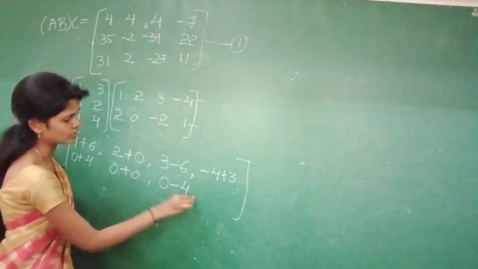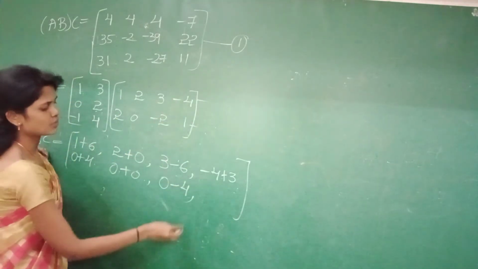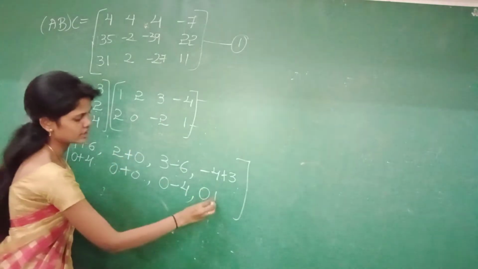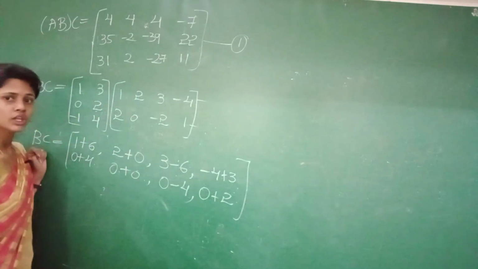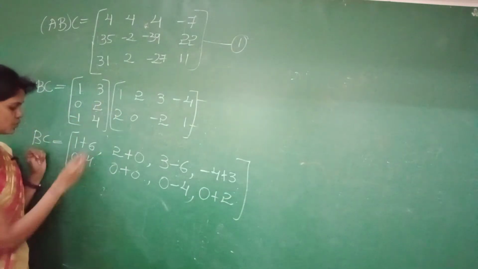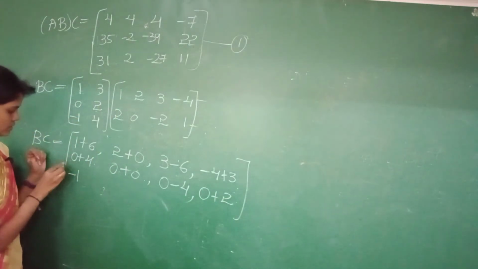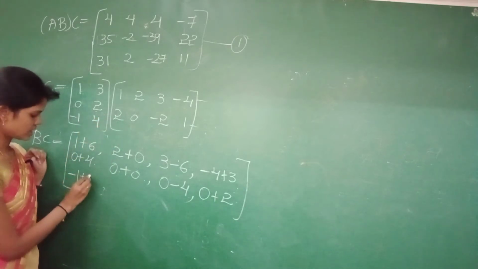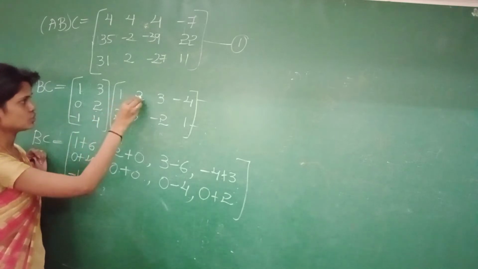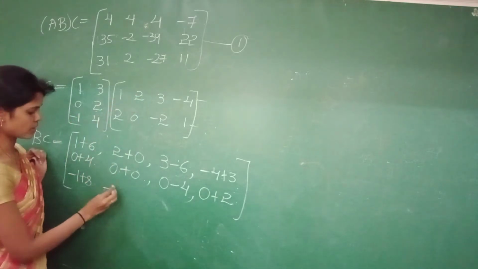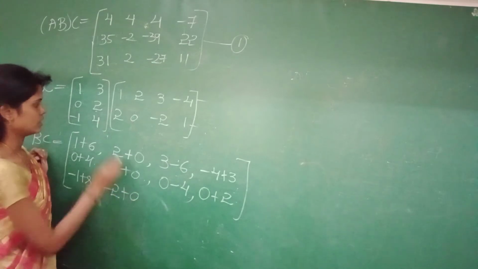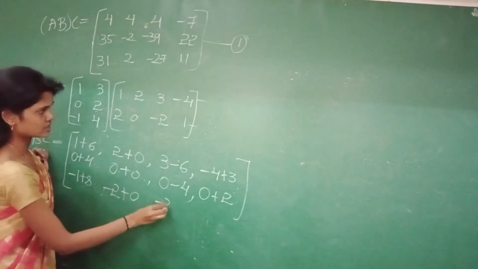So minus 4. 0 into minus 4, 0. 2 into 1, 2, that is plus 2. Then minus 1 into 1 it is minus 1. 4 into 2 it is 8, plus 8. Minus 1 into 2 it is minus 2. 4 into 0, 0. Minus 1 into 3, minus 3.